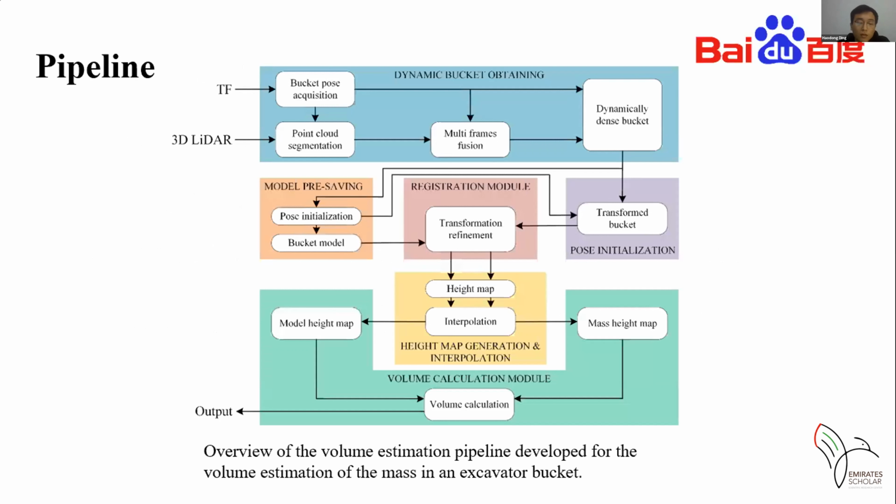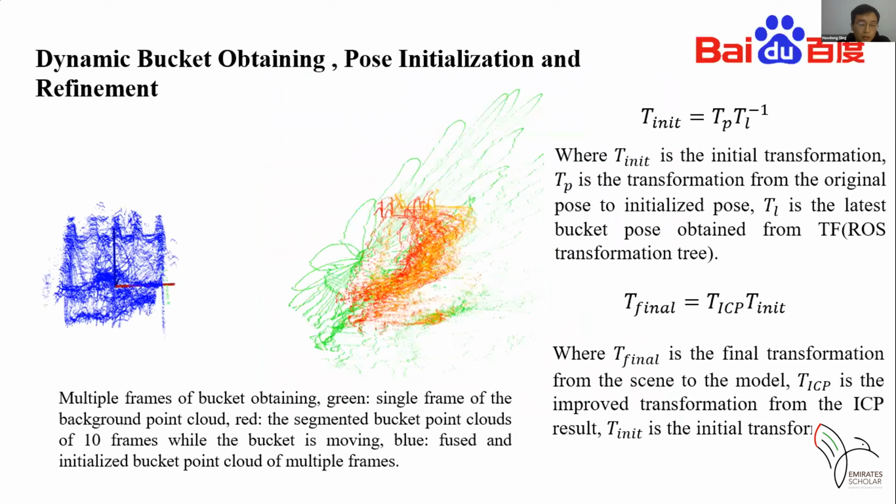This figure shows our volume estimation pipeline, including a dynamic bucket obtaining model and model pre-saving, post-initialization, registration, heat map generation, interpolation, and the volume calculation model. As the goal here is to dynamically calculate the volume of the mass in a moving excavator bucket, we are looking to get a dense and up-to-date bucket point cloud as well as the latest bucket pose in the LiDAR coordinate system, with the aim of providing a bucket point cloud as complete as possible.